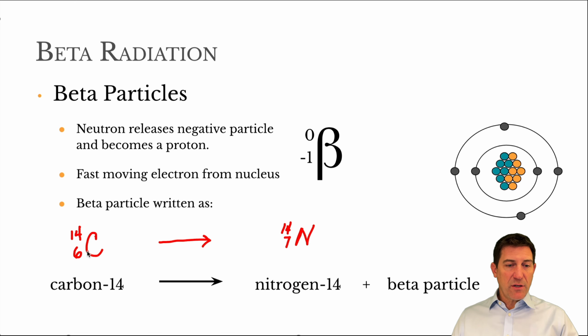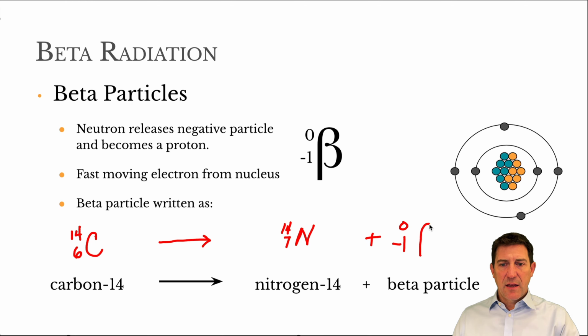Now, wait a minute. How can carbon turn into nitrogen? Well, let's finish out the problem. 14, well, that was the mass of it to begin with. So did the mass change? No. And over here, we have 6 protons, but over here we have 7 protons. The only way the math would work for this is to have a -1. -1 plus 7 is 6.